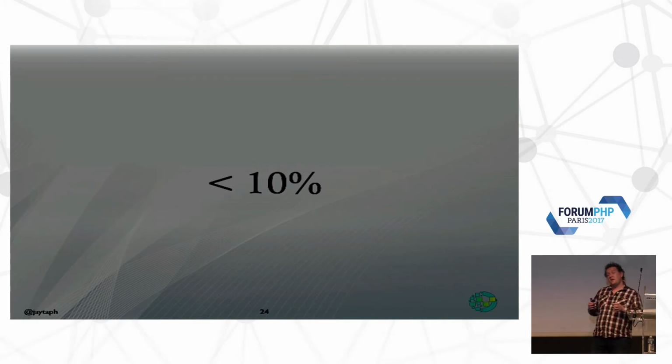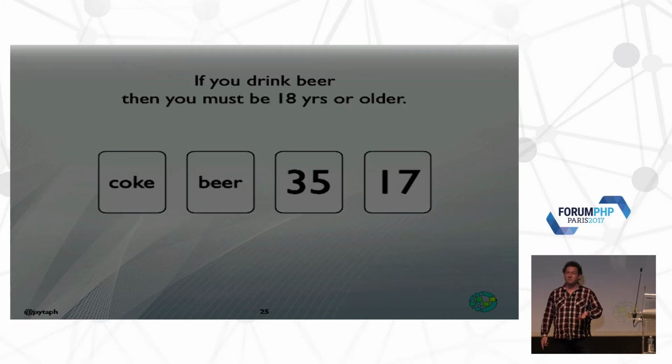What we should do is take that abstract context and put it in another context. So I was thinking about what is the preferred context for developers. Obviously, beer. So I rearranged the question a little bit. I said, if you drink beer, then you must be 18 years or older. So we have Coke, we have beer, 35 and 17.